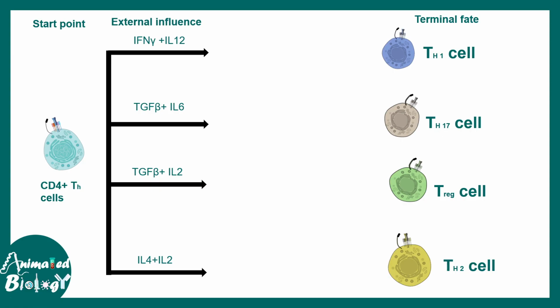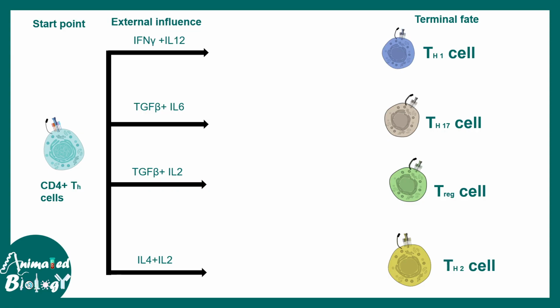Now there are external influences which trigger this terminal fate. The external influences include polarizing cytokines. For example, in order for a Th cell to be differentiated into a T regulatory cell, IL-2 and TGF beta cytokines are important. Whereas interferon gamma and interleukin 12 trigger the differentiation of the Th1 subtype.